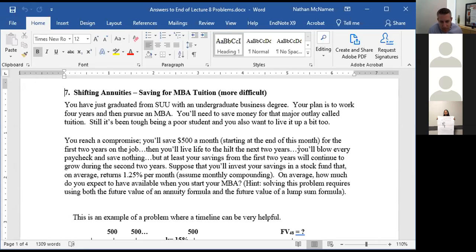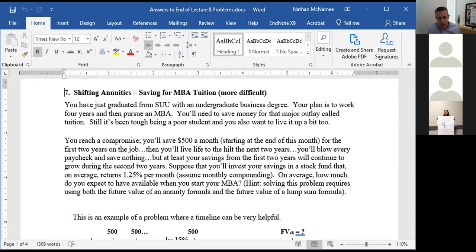We're going to blow every paycheck and save nothing for the last 2 years. But at least your savings from the first 2 years will continue to grow during the second 2 years. Suppose that you'll invest your savings in a stock fund that on average returns 1.25% per month, and we're going to assume monthly compounding. On average, how much do you expect to have available when you start your MBA?